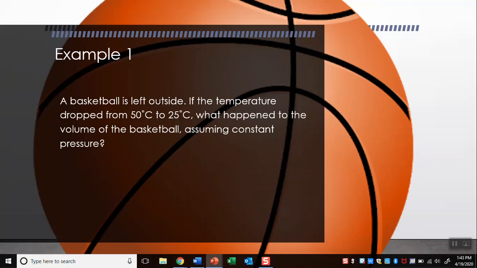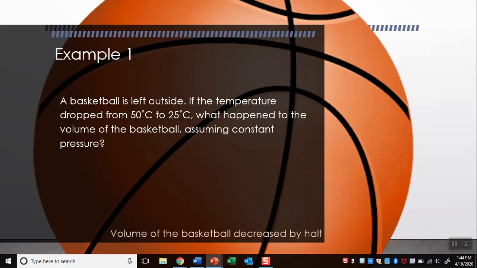The first example we see is that a basketball is left outside. If the temperature dropped from 50 to 25 degrees Celsius, what happened to the volume of the basketball, assuming constant pressure? So we can pretend that it's fall or winter, right? The temperature goes down and the basketball stays outside. What's going to happen to the basketball? It's going to shrink, right? So temperature goes down, volume goes down, and in this case, the volume of the basketball will decrease by half.